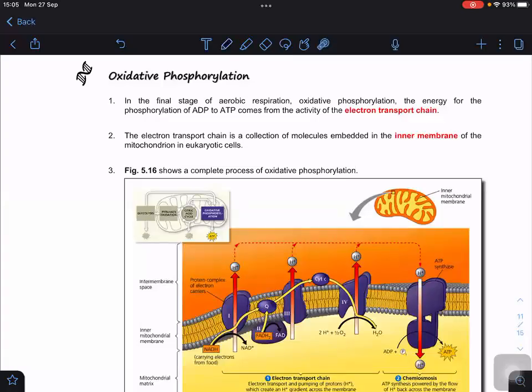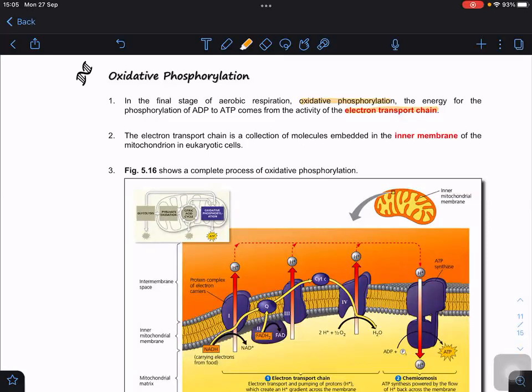Okay, now we come to the final stage. We have done glycolysis, the link reaction, and the Krebs cycle, so we are done with those three stages already. Now we come to the final stage of aerobic respiration, which is oxidative phosphorylation, where we use the energy for the phosphorylation of ADP. This energy comes from the activity of the electron transport chain.